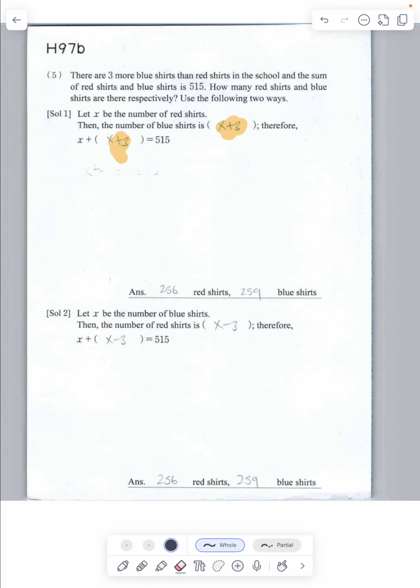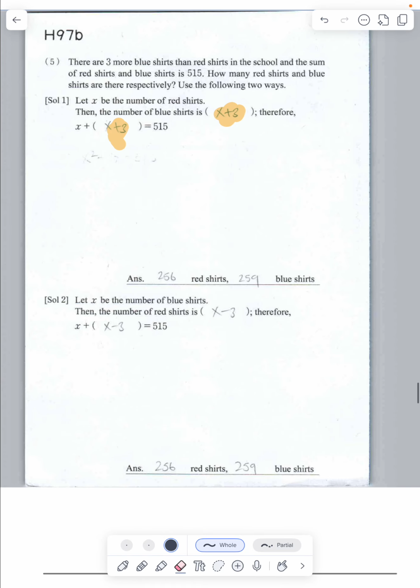256 red shirts? Yes. What about blue? It is 250. Eh? Can't you just plus 3? Isn't it easier to just plus 3? Yeah, 256 and plus 3 is 259, right? Oh, yeah. Easy that way. All right. So then 256 plus 3 equals 259. Right? Okay, good. All right, you're fine.